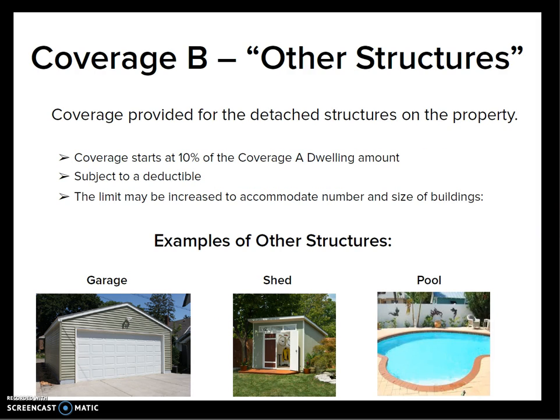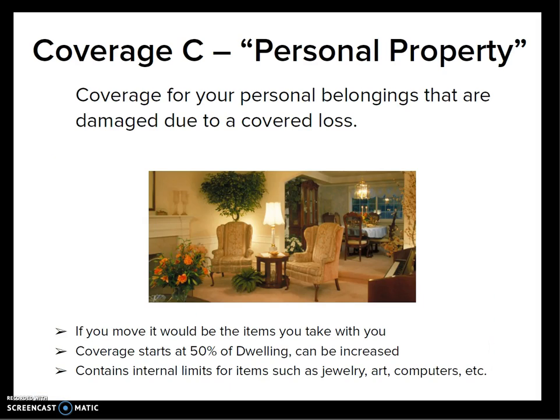Coverage B, which is your other structures. This coverage is provided for detached structures on the property. As you can see at the bottom of the screen, it's going to cover things like your garage, shed, pool. That is not limited to those items; however, those are just 3 of the most common items. Coverage starts at 10% of the Coverage A dwelling amount. This is subject to deductible, and the limit may be increased to accommodate the number and size of buildings.